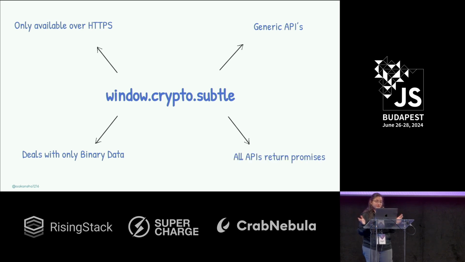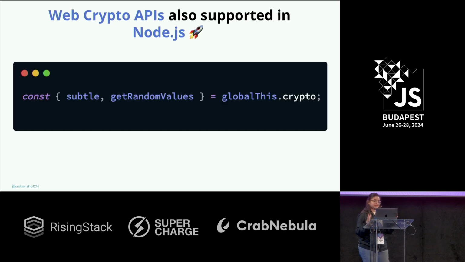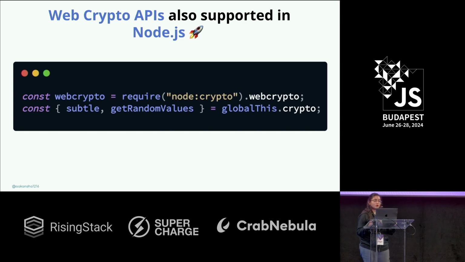And all the APIs will return promises, which means we are going to use async await a lot as well. So now with this, it's also supported in Node.js. You can use this API from globalThis.crypto in Node.js, or you can require the Node crypto module and use the Web Crypto APIs. So it's basically write once and run everywhere. You don't need any other particular Node module to use this API. So it's basically supported in Node.js.